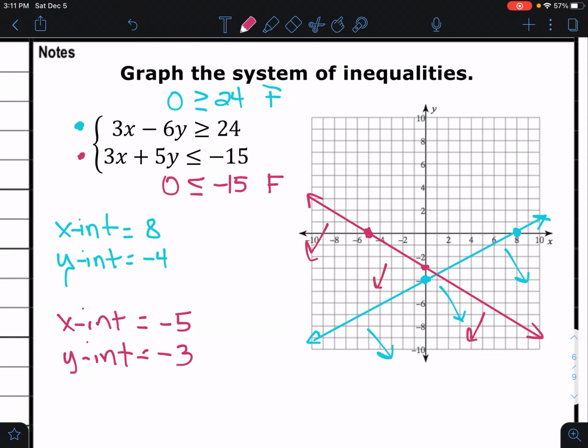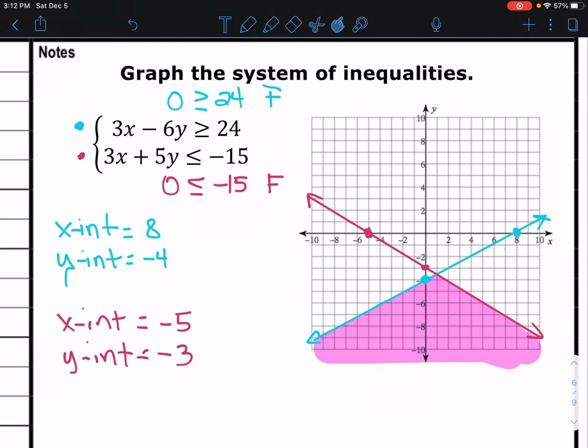Now, where do these red and like aqua colors overlap? They overlap right in this region here. Okay, so I want to make sure that that gets shaded. So this time, I'm going to erase these little arrows. I know I need this spot to be shaded, so I'm going to go back and do that. Okay, and that's the solution region. To me, that looks just a little cleaner and nicer.